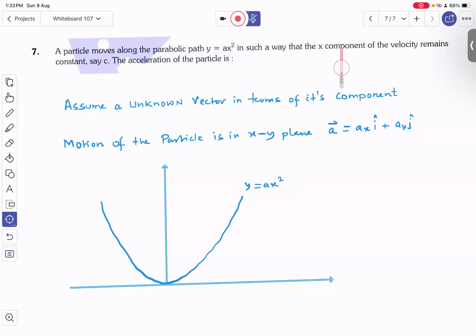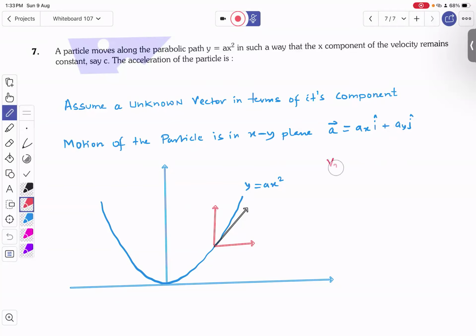How it is moving such that the x component of the velocity remains constant. So at any moment, the net velocity will be along the tangent to the path. So that velocity will have a component along x, and some component along y. Now, the moment I write ax, how to find ax? By finding the rate of change of the x component of the velocity. How to find ay? By finding the rate of change of the y component of the velocity, correct?